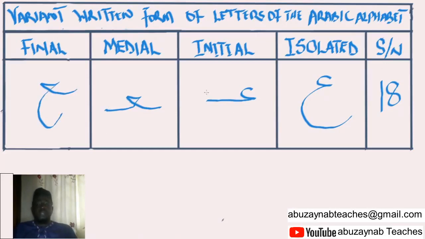Ain is joined to a succeeding letter in its initial form, joined to a preceding and succeeding letter in its medial form, and joined to a preceding letter in its final form.